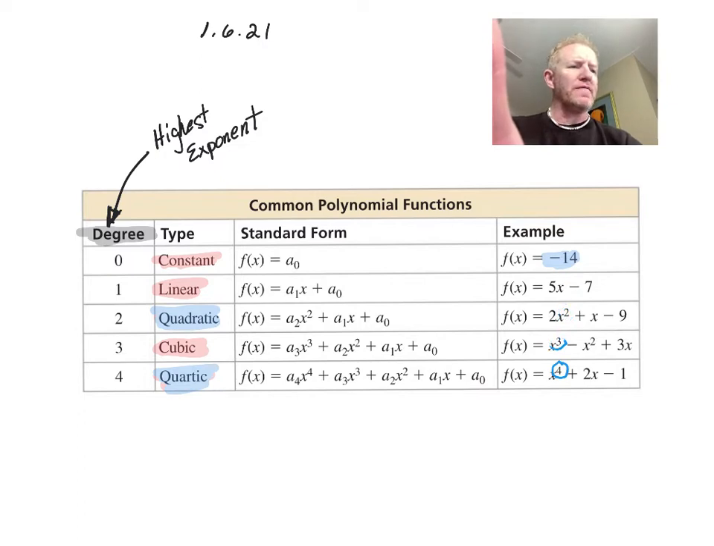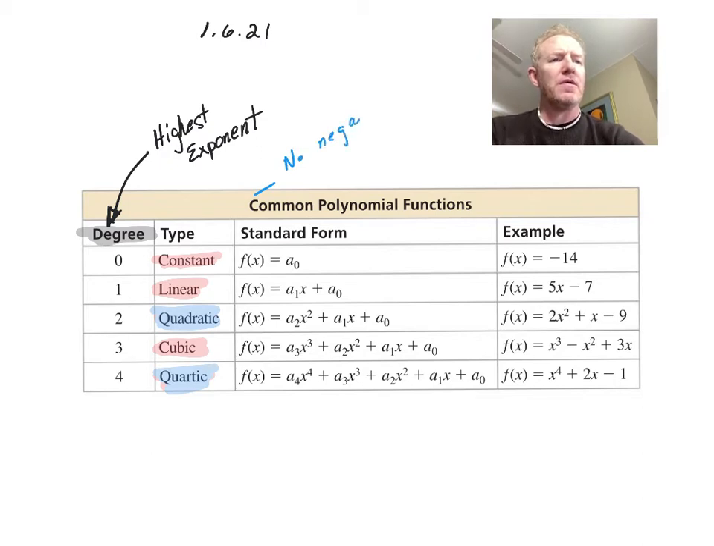The other thing, in order for you to be a polynomial function, is any exponents you do have, they've all got to be greater than or equal to 0, so you can't have any negative exponents. And so let's write that down. No negative exponents. And the other thing is no variables in denominators.